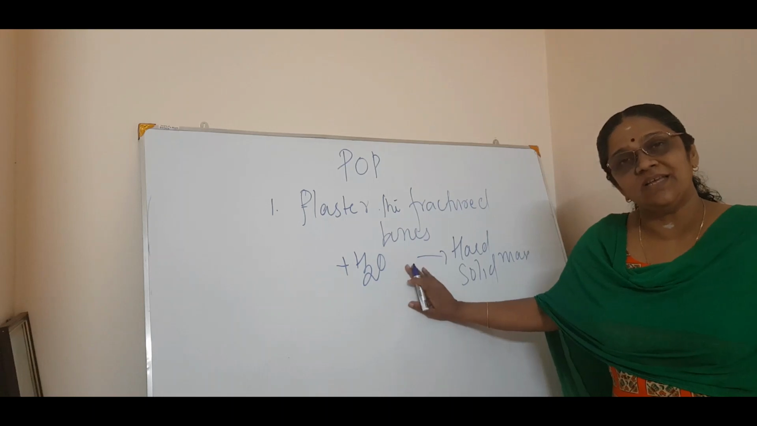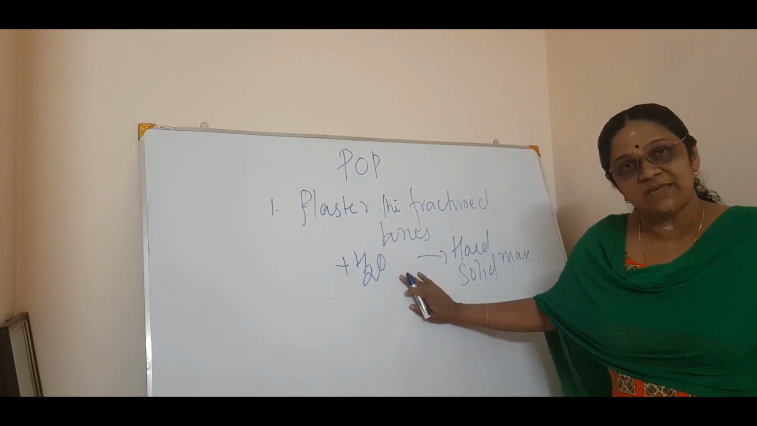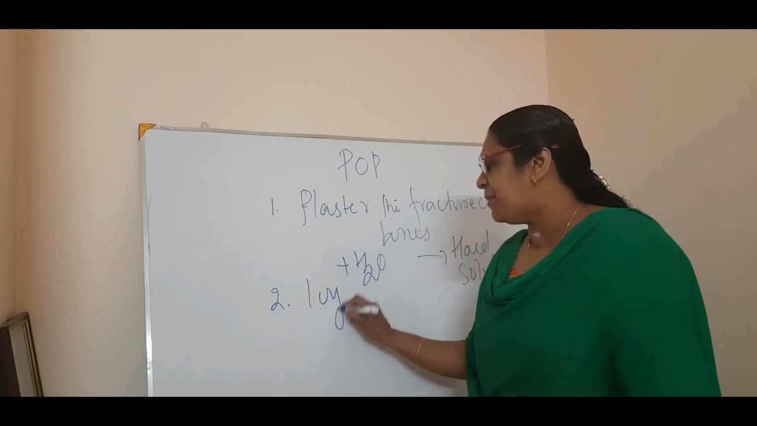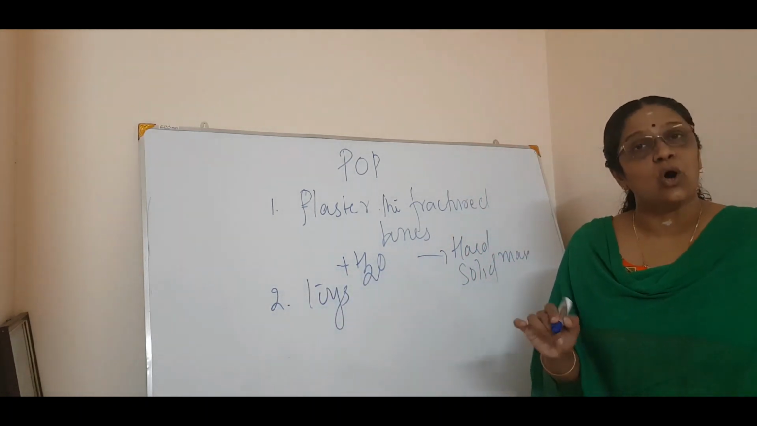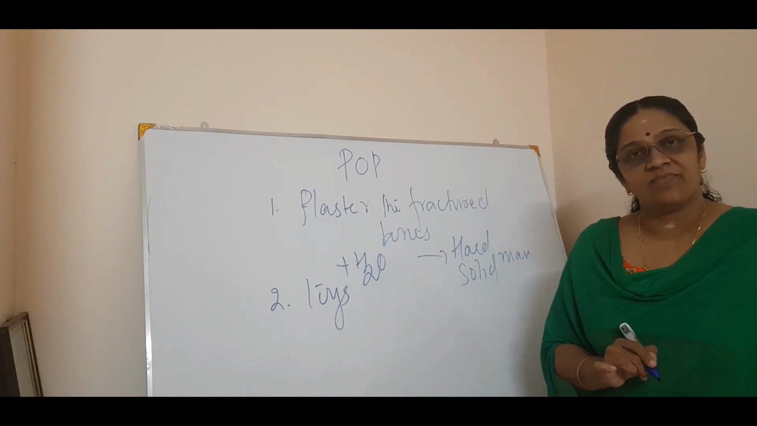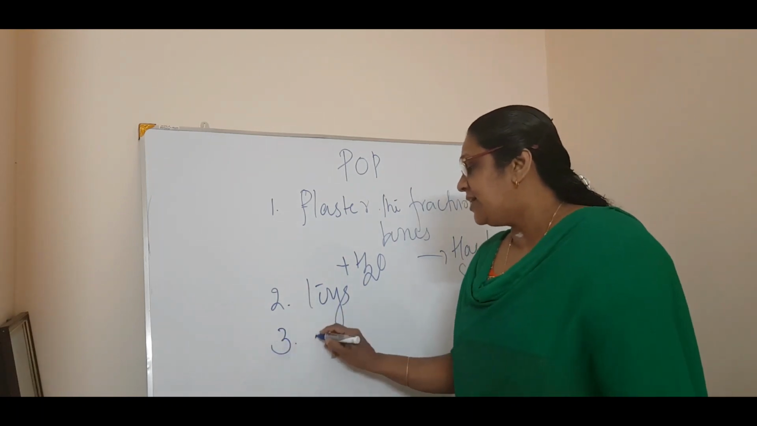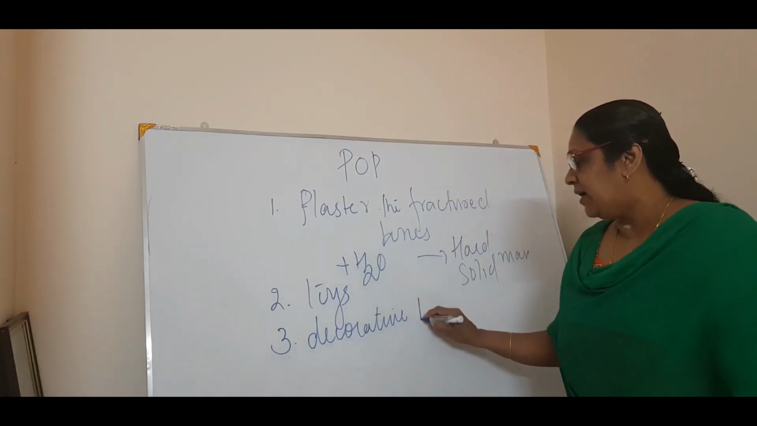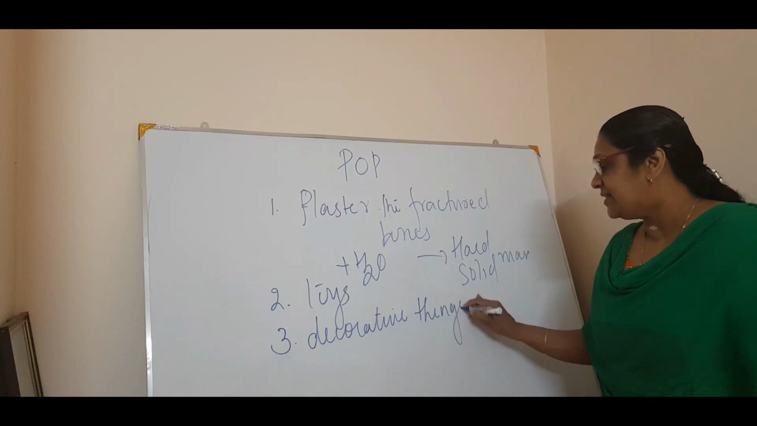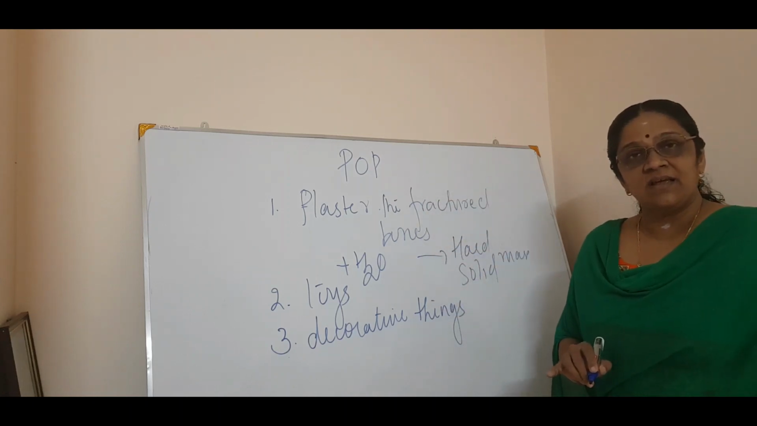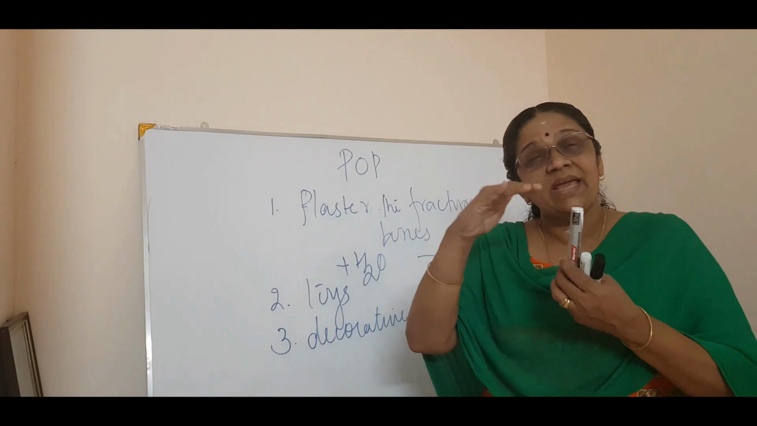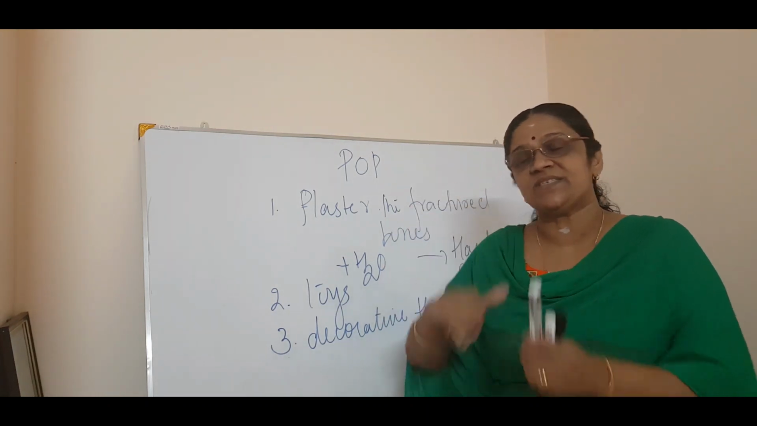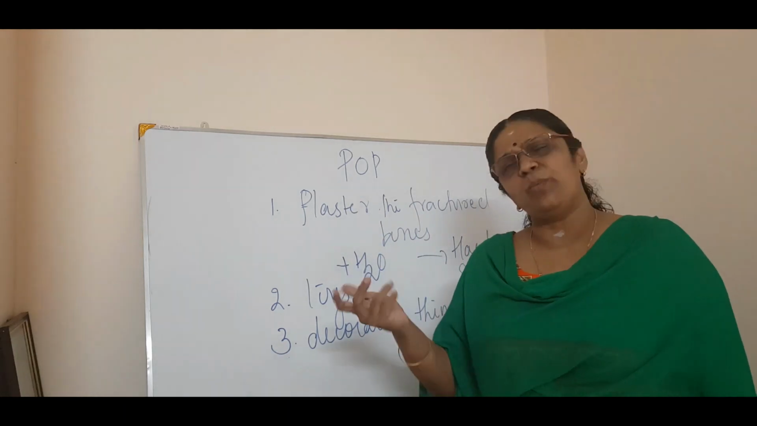Actually, what is happening here is that when you add water, gypsum is formed. Second, it is used in making toys. Third, it is used in decorative or ornamental things. And also, for making surfaces very shiny or smooth, we use plaster of Paris. So many uses are there.